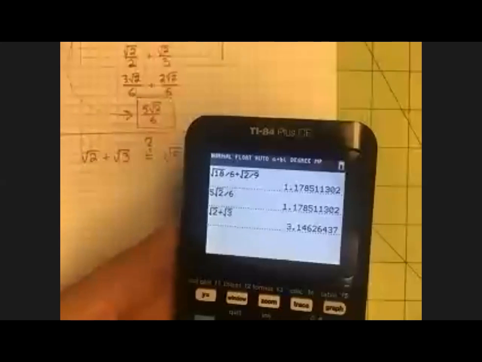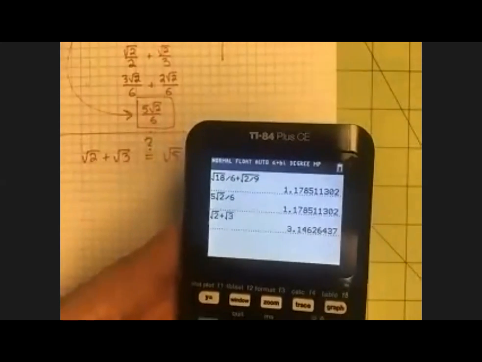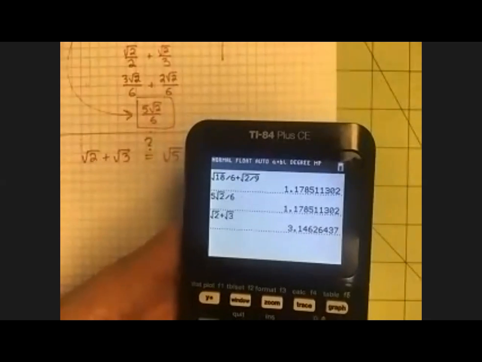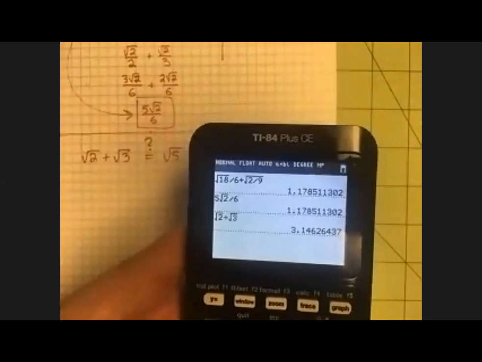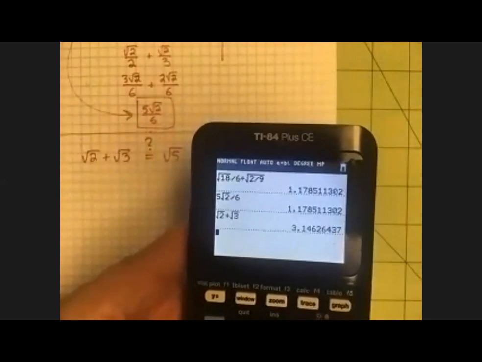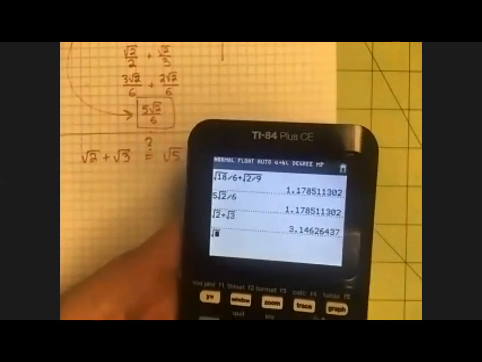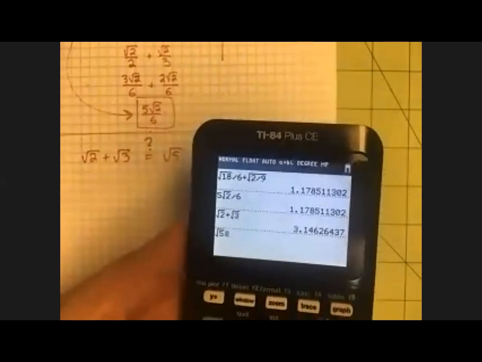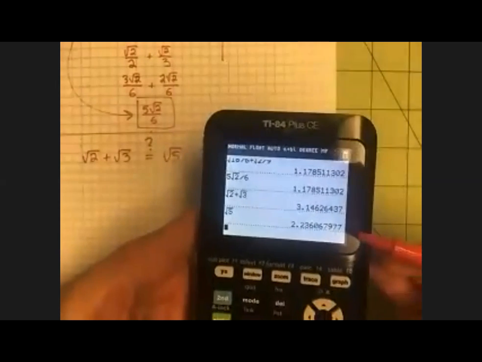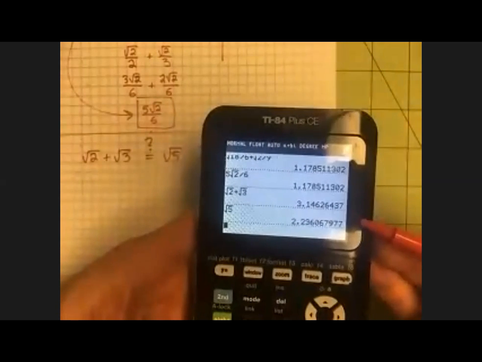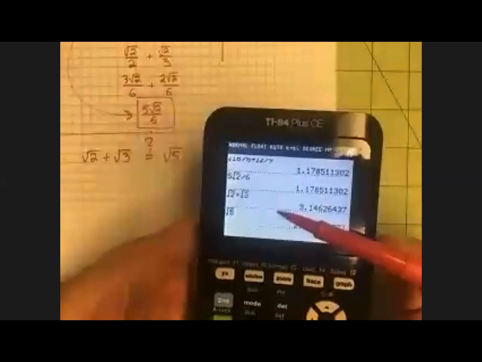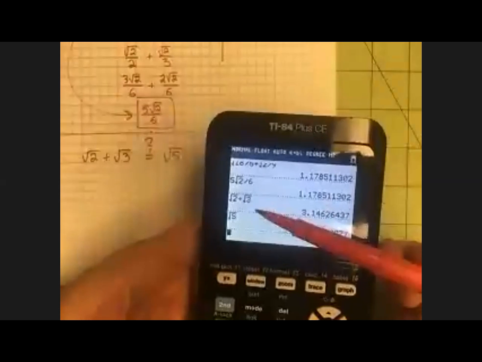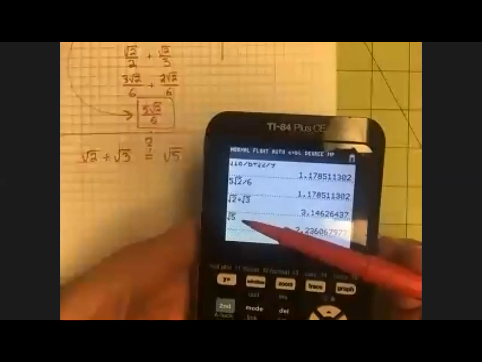I get 3.14 that, but what's the square root of 5? Square root of 5 is definitely less than 3. 5 is less than 9. Okay, so he's just trying to give you some visual evidence. Wait a minute. Square root of 2 plus the square root of 3 is not the square root of 5.